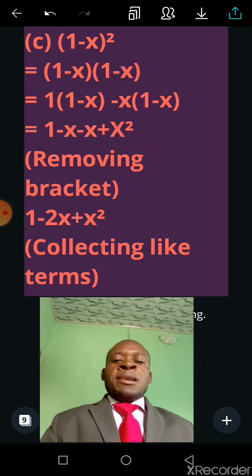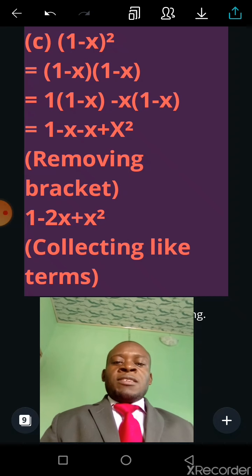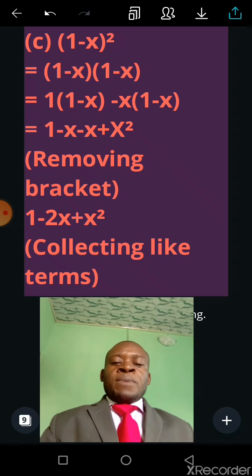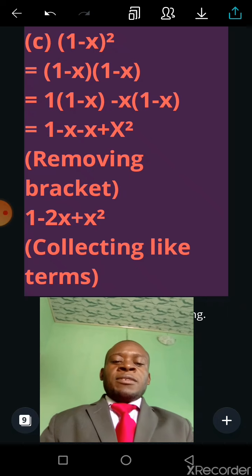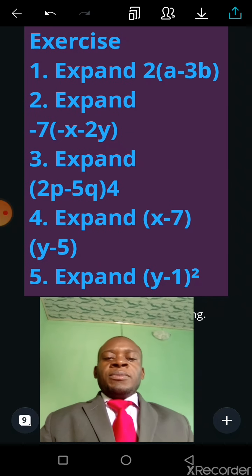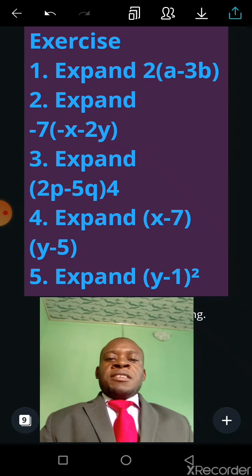Then we now collect like terms. We bring 1 down. -x and -x will give us -2x. For instance, one person is owing you 1 naira, another person is owing you 1 naira. When you now add the amount that they are owing you, you get minus 2. That's what we have here: 1 - 2x + x raised to power 2. That's collecting like terms. Here is the exercise for you to do.